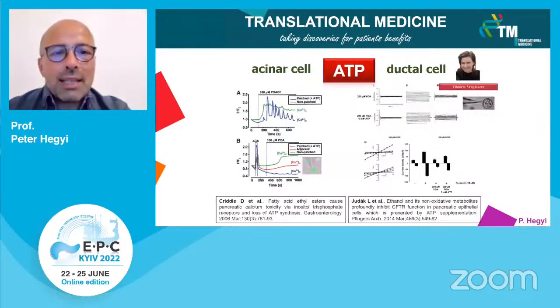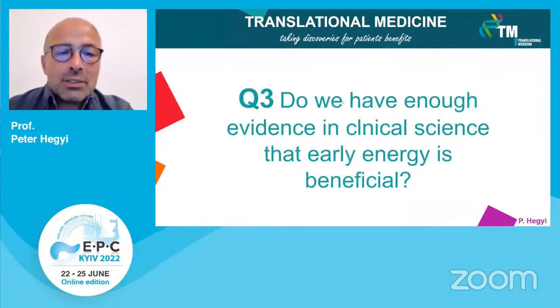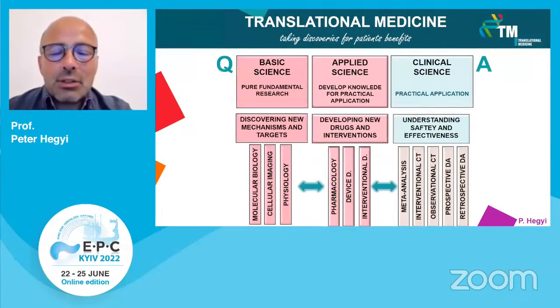And we could see, both in the acinar cells and the ductal cells, that if you replace the intracellular ATP with the patch clamp technique, you can at least partially restore the function of the cells, which actually suggests the therapeutic benefits of giving energy back to the cells. So the next question was: do we have enough evidence in clinical science that early energy has a beneficial effect?